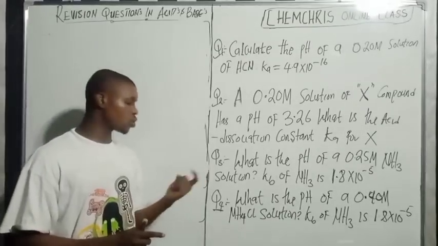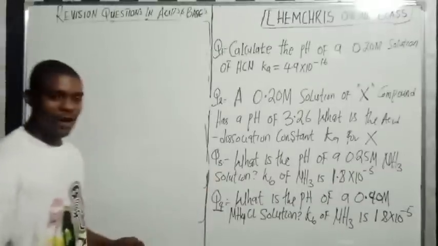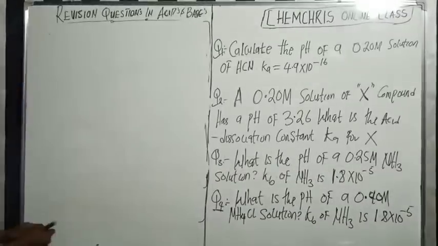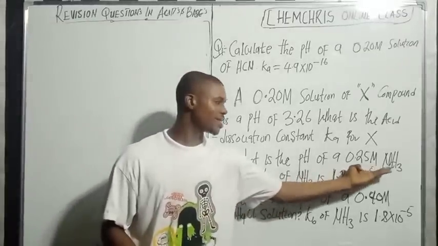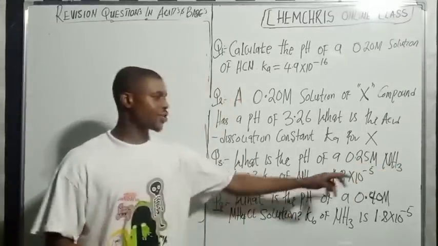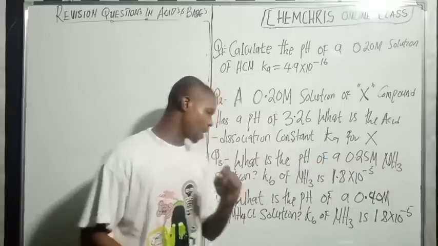Question three. I believe you have done that. Let's get the solution together. They say, what is the pH of 0.25 molarity NH3? NH3 is a weak base, right?